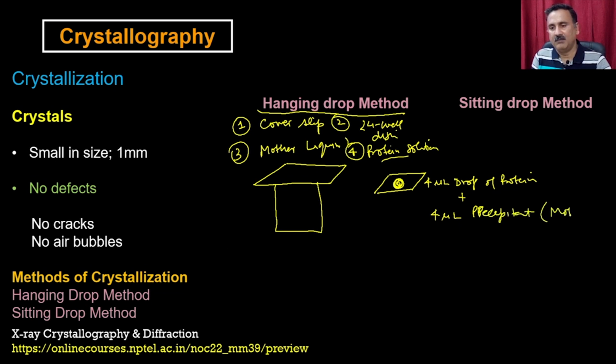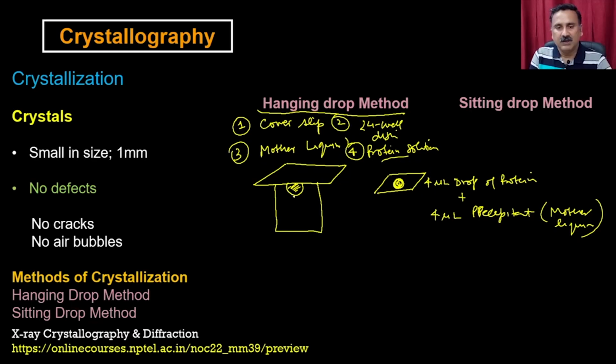Or I will say mother liquor. Okay. So then you mix them together and make a drop on this cover slip, and then you invert this in such a way that the drop faces the well. So the drop is going to hang like this. Then you seal this with the help of a vacuum grease, and ultimately it is going to be an isolated chamber. Then you keep it, and you can observe the crystallization setup with the help of a microscope.